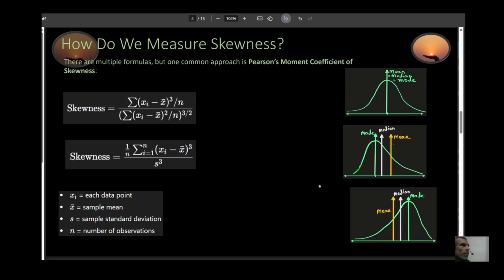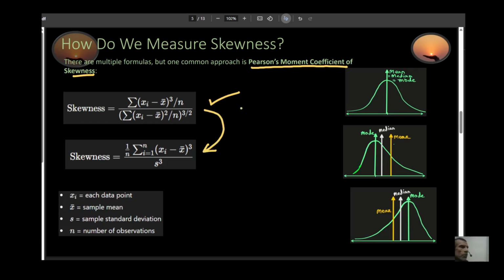So, how do we even measure skewness? Well, there are many formulas, but the most common approach is the Pearson's moment coefficient of skewness. This is the most common one, and this is the formula for that. Same thing can be rewritten in this way. They both are essentially the same.